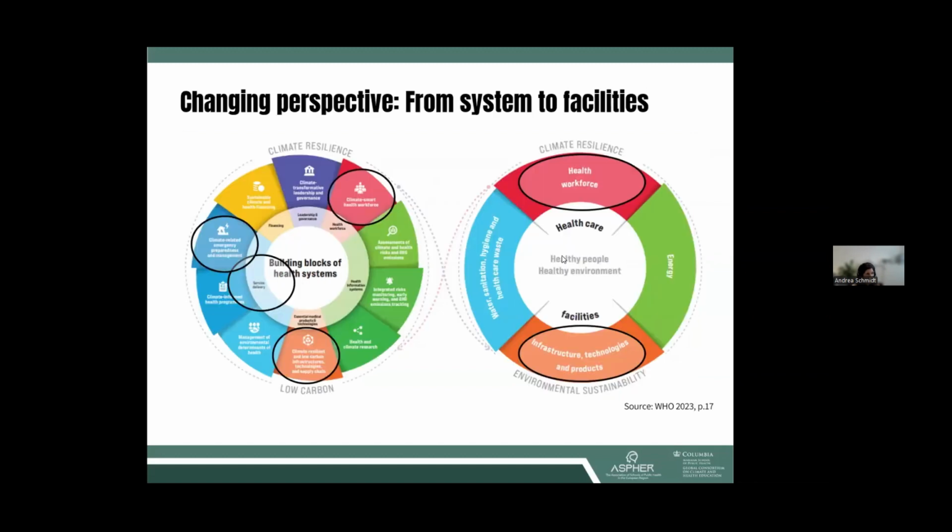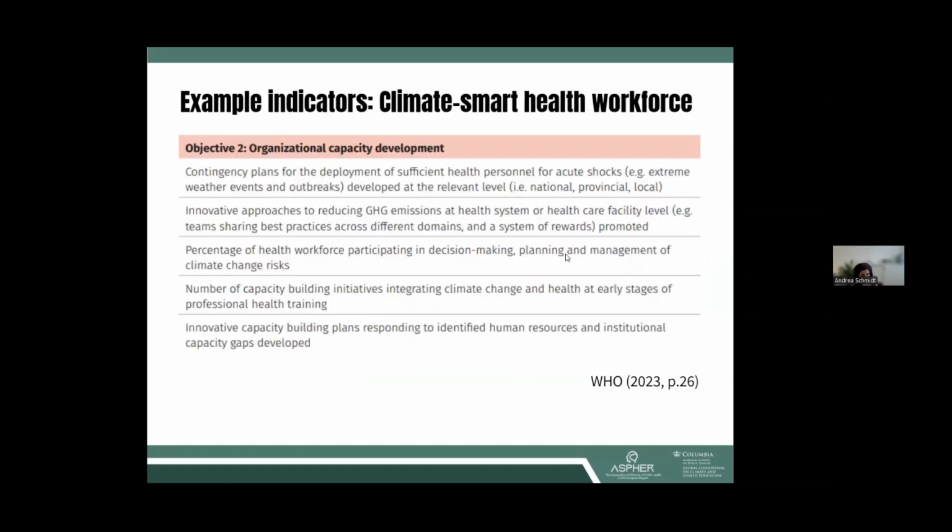Now let's think of a climate-smart health workforce from the perspective of a facility. We already discussed it from the policy level. And what the WHO suggests here is, for example, innovative approaches to reducing greenhouse gas emissions, but also how many people of the workforce participate in decision-making, planning, and management of climate change risks. So do we actually have the processes within our facilities to bring together the administration, the medical staff, the nursing staff, and to think about strategies to reduce emissions?